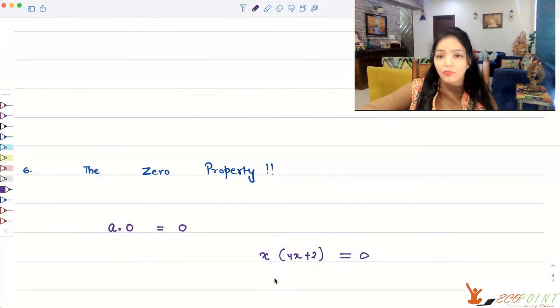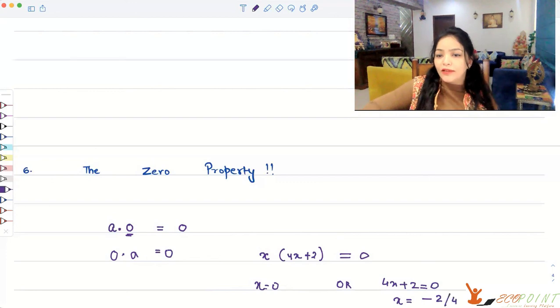Now, this is only possible when either of them is 0. Either it is 0 into a equals 0, or it is a into 0 equals 0. So that means either x will have to be 0 or 4x plus 2 will be equal to 0, which means x will be equal to minus 2 upon 4, that is minus half. That's all I wanted to discuss in this video.